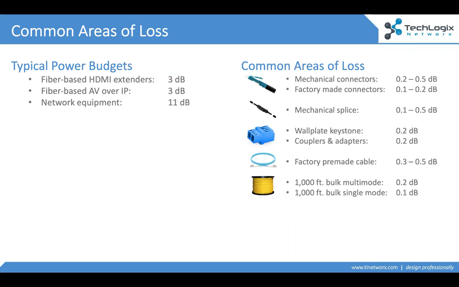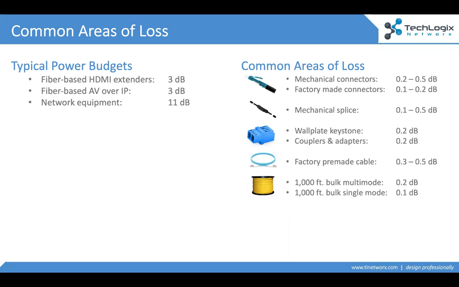So where does this come from? Where does the loss come from? Well, it's really not the cable. Most modern fiber optic cables are very pure glass and transmit the signals very effectively. Your loss is coming from your connection points: your splices, your couplers, your wall plates, the connectors, your patch cables. Anywhere you're breaking that signal, this is where your loss is coming from.